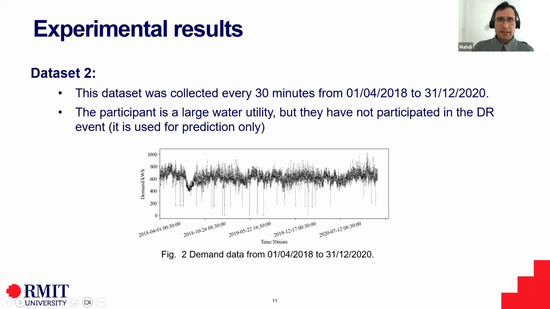And the second data set, as I said, was more data we had from this customer. This is a water utility, a large water utility, and we had more information about the customer, some auxiliary data, but we didn't have participation of this customer in the demand response program. We just applied our prediction models on this customer.